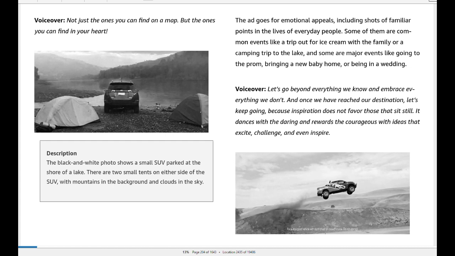Voiceover. Let's go beyond everything we know and embrace everything we don't. And once we have reached our destination, let's keep going. Because inspiration does not favor those that sit still. It dances with daring and rewards the courageous with ideas that excite, challenge, and even inspire.